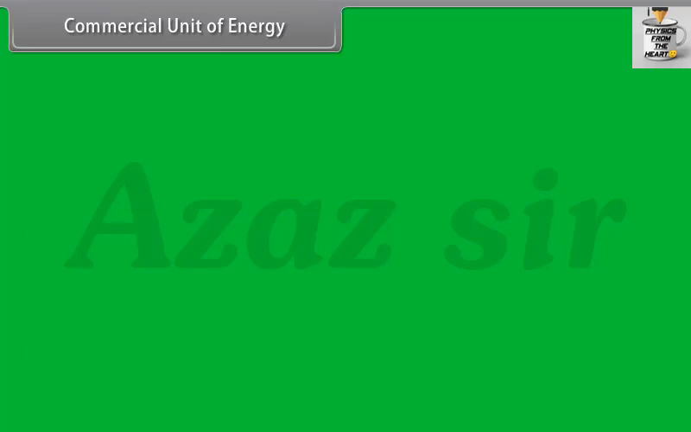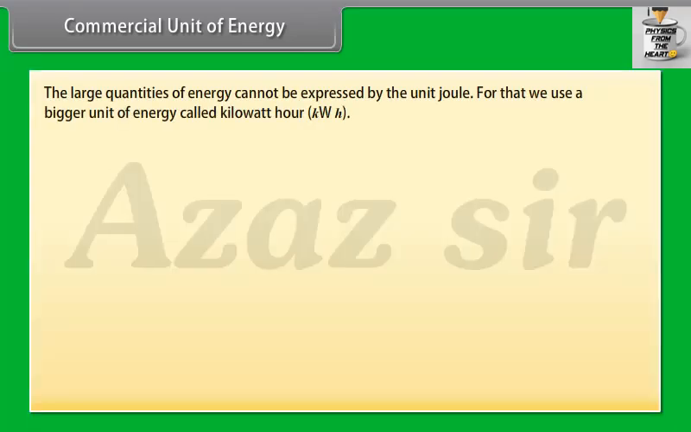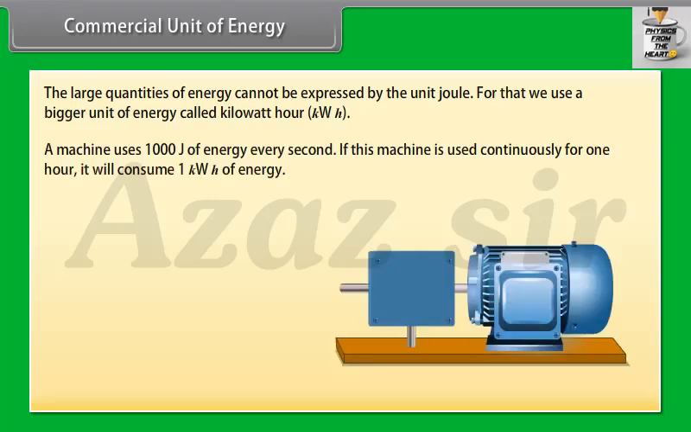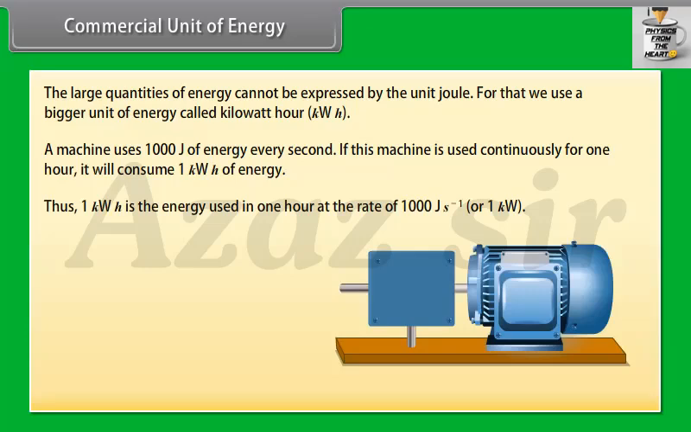Commercial unit of energy. We know the unit of energy is joule, but large quantities of energy cannot be expressed by the unit joule. For that we use a bigger unit of energy called kilowatt hour. Let us take an example of a machine that uses 1000 joule of energy every second. If this machine is used continuously for 1 hour, it will consume 1 kilowatt hour of energy. Thus, 1 kilowatt hour is the energy used in 1 hour at the rate of 1000 joule per second, or 1 kilowatt.